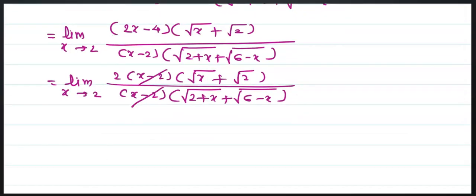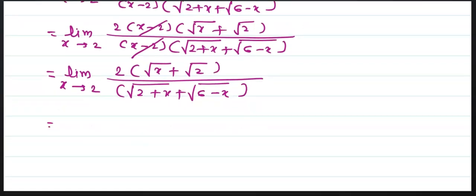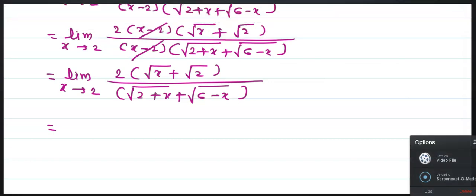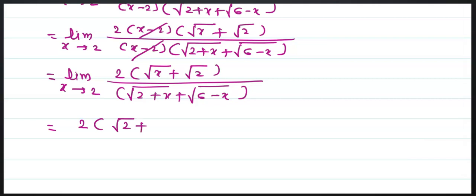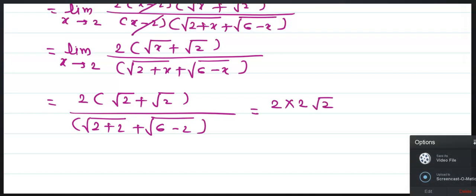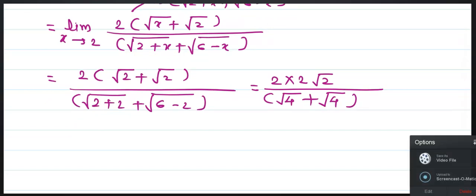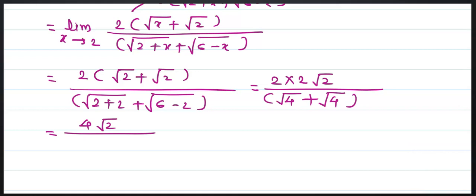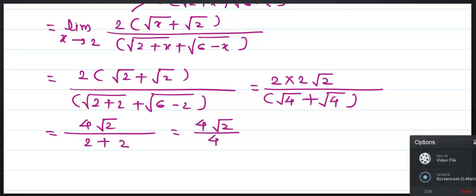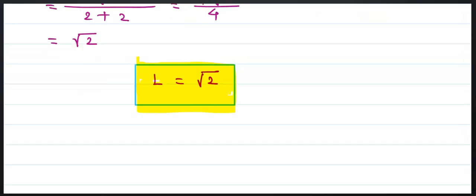Now in the next step we'll take the limit directly. It means that we substitute x equals 2 there. With these steps you can write now: 2 into 2 root 2 and root of 4 plus root of 4. Then you will get root 2. This is the final answer, that a is equal to root 2.